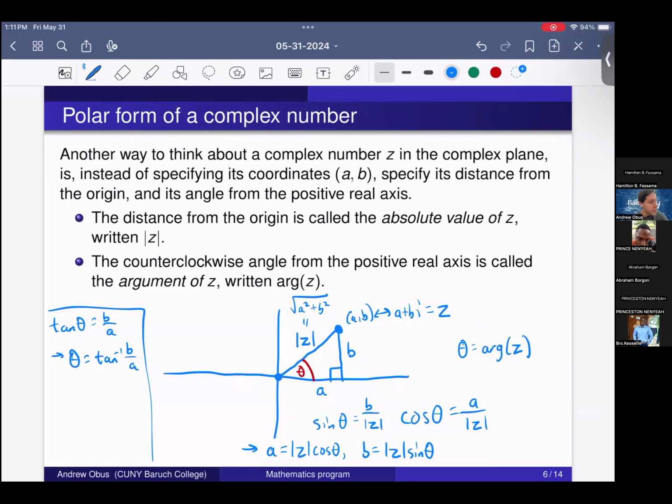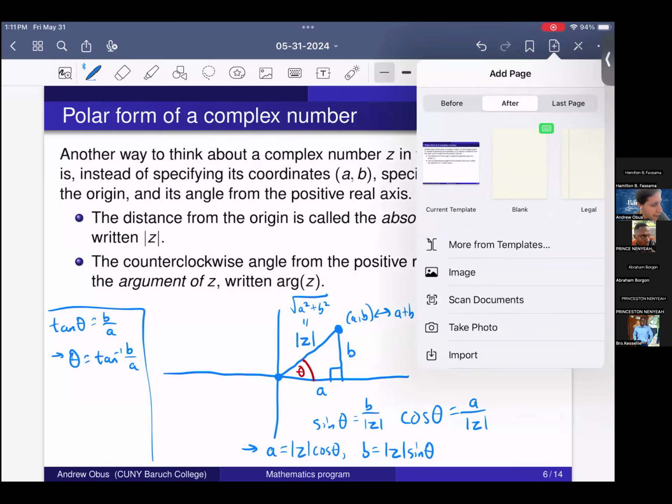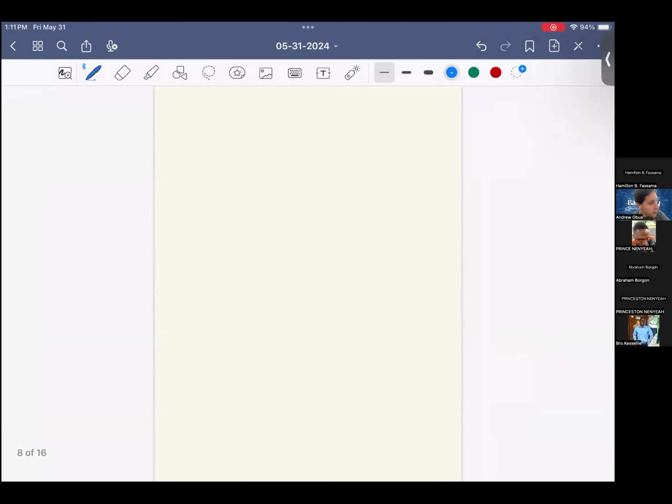So let me sum this up on another page. I'll draw this diagram again, just so that I have enough space to write it. This has length A, this has length B. This is my angle theta. And here we have that Z is equal to A plus Bi, and this side of the triangle is the absolute value of Z.